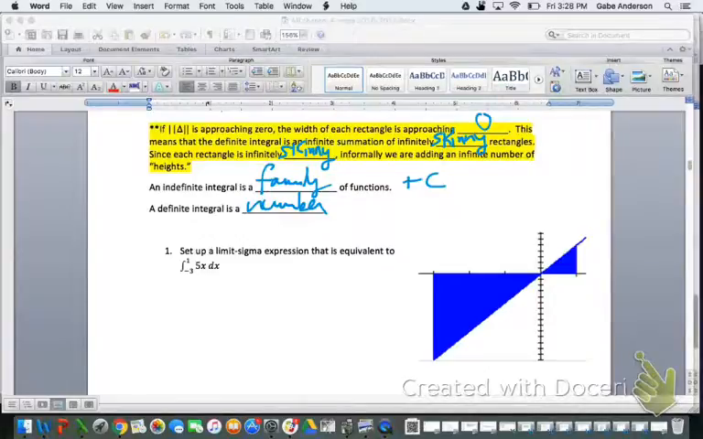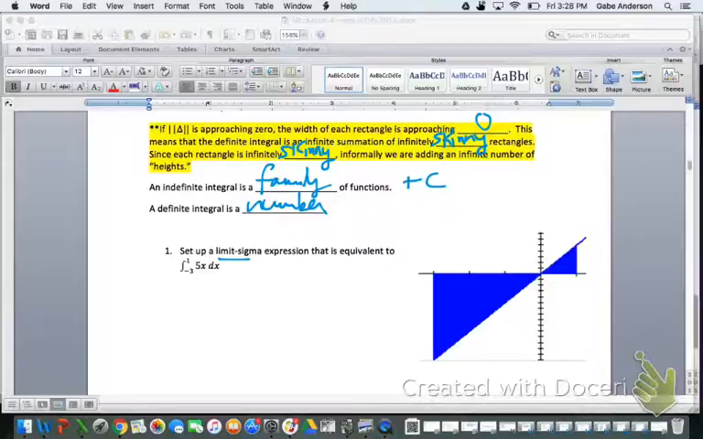Please carefully look at the instructions. It just says set up a limit sigma expression that is equivalent to the integral from -3 to 1 of 5x dx. And I've drawn a little graph for you over here of 5x dx. It's got some area in there as well, but we just have the line 5x. So we're going to try to just set it up. We're not going to take it all the way through to the end. We're just going to set up a limit sigma expression for this particular integral.